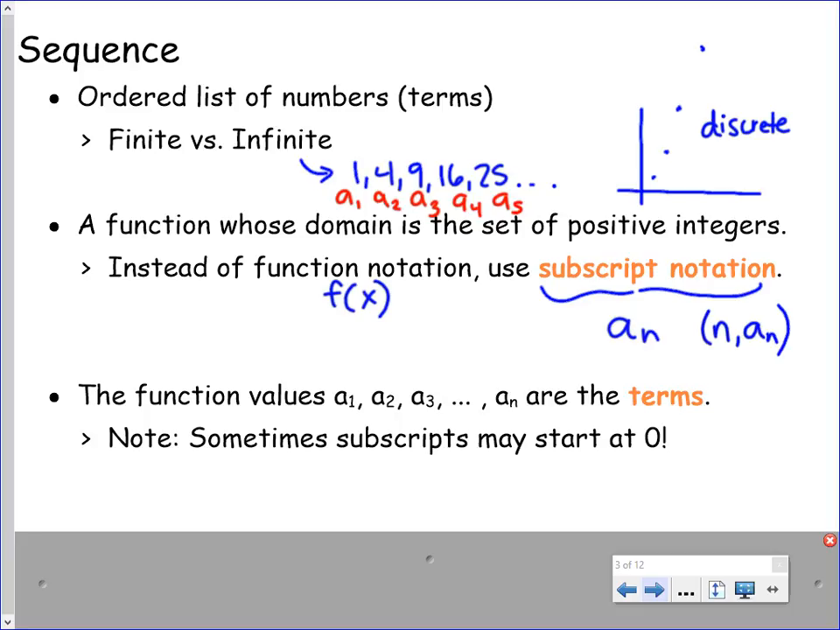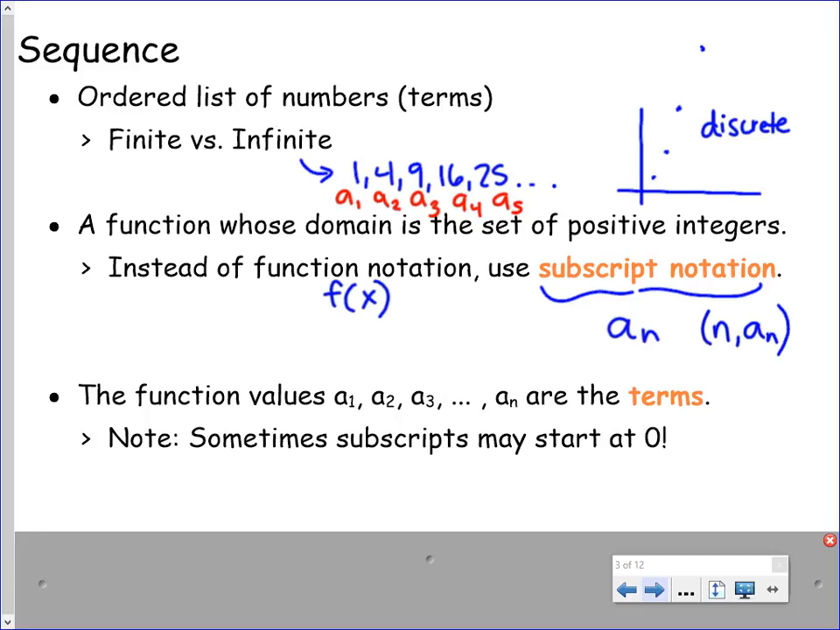A sub 1, a sub 2, a sub 3. The subscript tells you what term it is in the sequence. So a sub 3 tells me that's the third term in the sequence. Now, I just said that the function's domain is the set of positive integers.